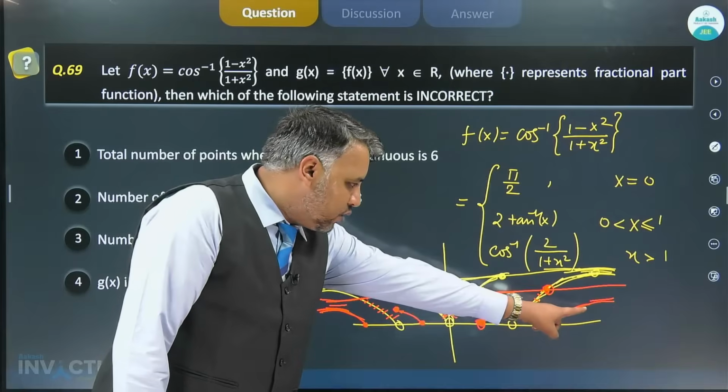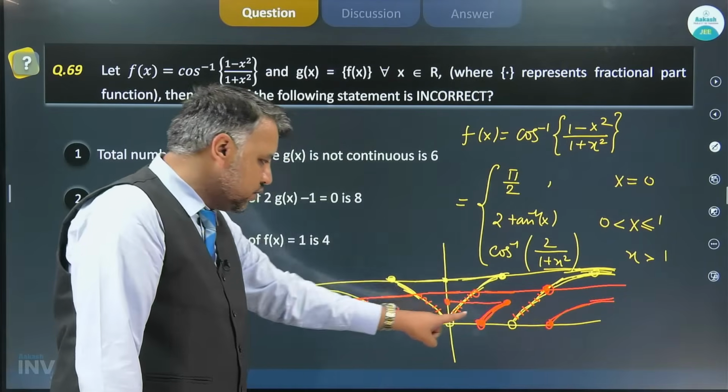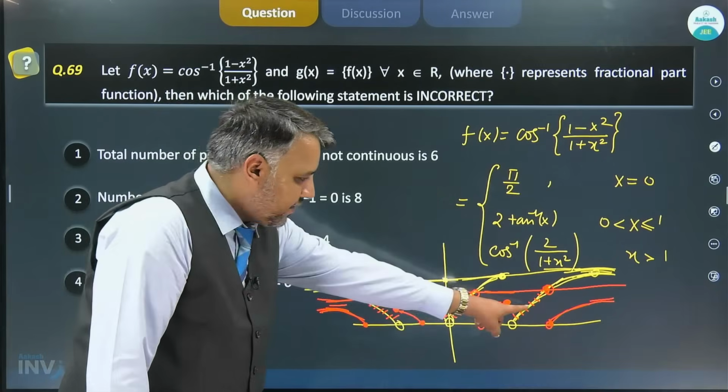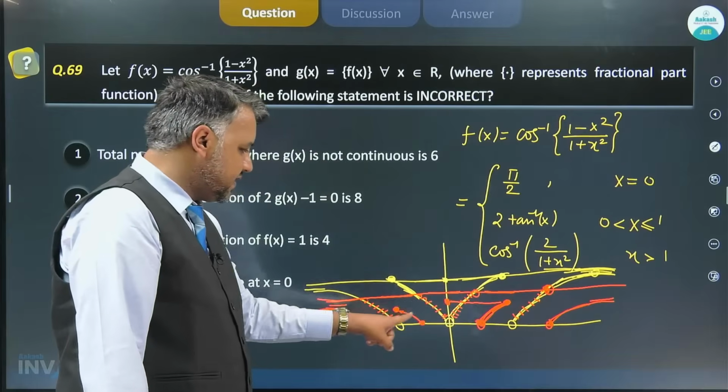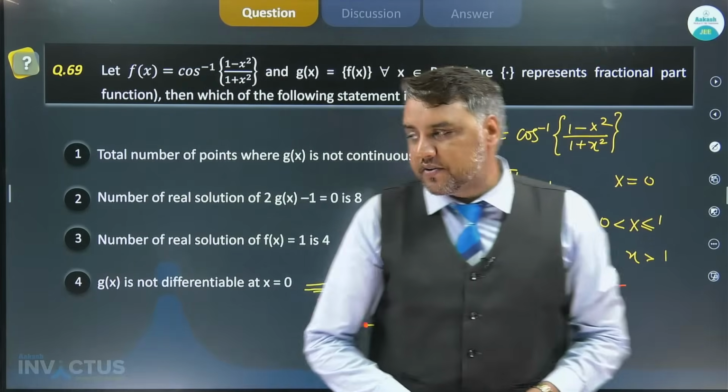So gx is equal to half means that the line y is equal to half will cut at 1, 2, 3, 4, 5, 6, 7, 8 points. So the second statement is also correct.